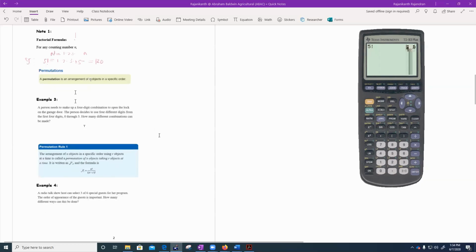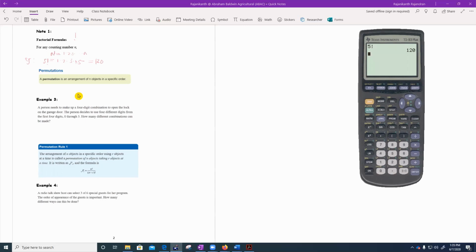The next one, permutations. A permutation is an arrangement of n objects in a specific order. Suppose I'm giving you, say, 10 objects. In how many different ways could you arrange them? That is called permutation, the number of arrangements. Okay, so now look at this example. A person needs to make up 4-digit combinations to open the lock on the garage door. The person decides to use 4 different digits from the first 4 digits, 0 to 3. How many different combinations can be made?